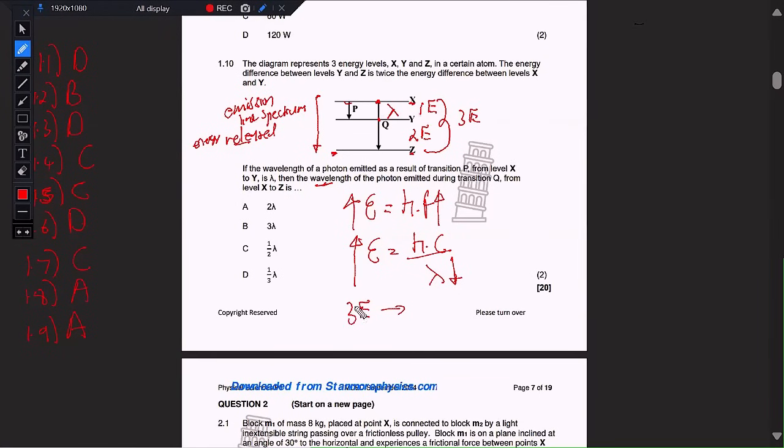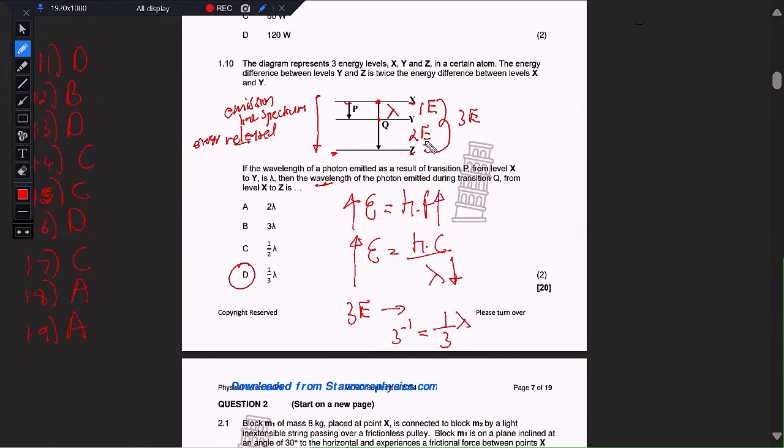It must be an inverse of this. So what is an inverse of 3? Obviously, if we say 3 to the exponent of -1, this is going to give us 1/3, right? And then it's supposed to be 1/3 lambda. So the more we increase in energy as we are going down, that means we have to actually decrease in wavelength. So that means our correct option here would have to be option D, right?